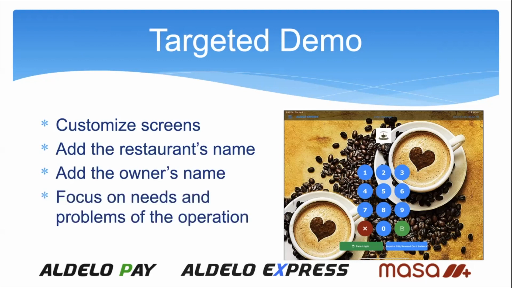Focus on the needs of the operation. These needs are what came up during your survey. So take the survey. Talk to the restaurant owner before you start presenting to find out their needs, their wants, what they like about their current system, what they don't like about their current system, and what problems they're finding. What problems are they encountering that they need help solving? You can provide that solution only if you know what those problems are.